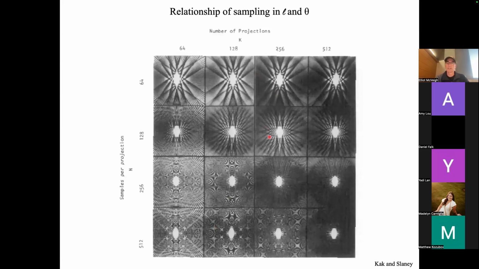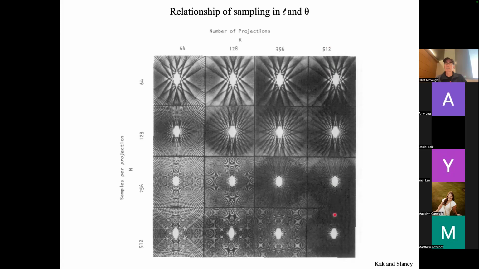And this is a really early CT imaging book from the 70s, actually, by Kak and Slaney. What it's showing is the number of projections this way. This is just an ellipse. Here's the number of projections, and this is the samples per projection, or basically how many samples along L do we have? So this is 512 samples along L with 512 projections.